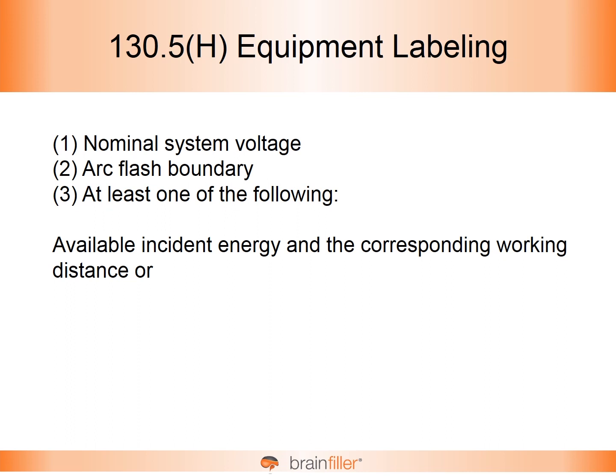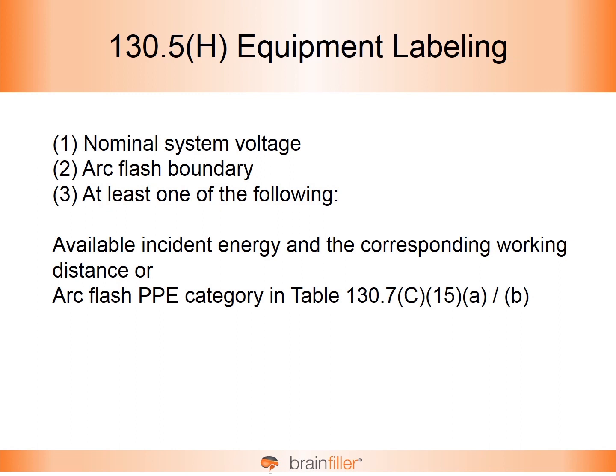Some used to believe that the energy varied as 1 over the distance squared, but it really depends on the type of equipment, and IEEE 1584 has a few different exponents that are used. So it's the available incident energy and the corresponding working distance, typically 18 inches, 24 inches, or 36 inches. So it's that or the arc flash PPE category found in Table 130.7 C15A or B. So you can have that, but not both.